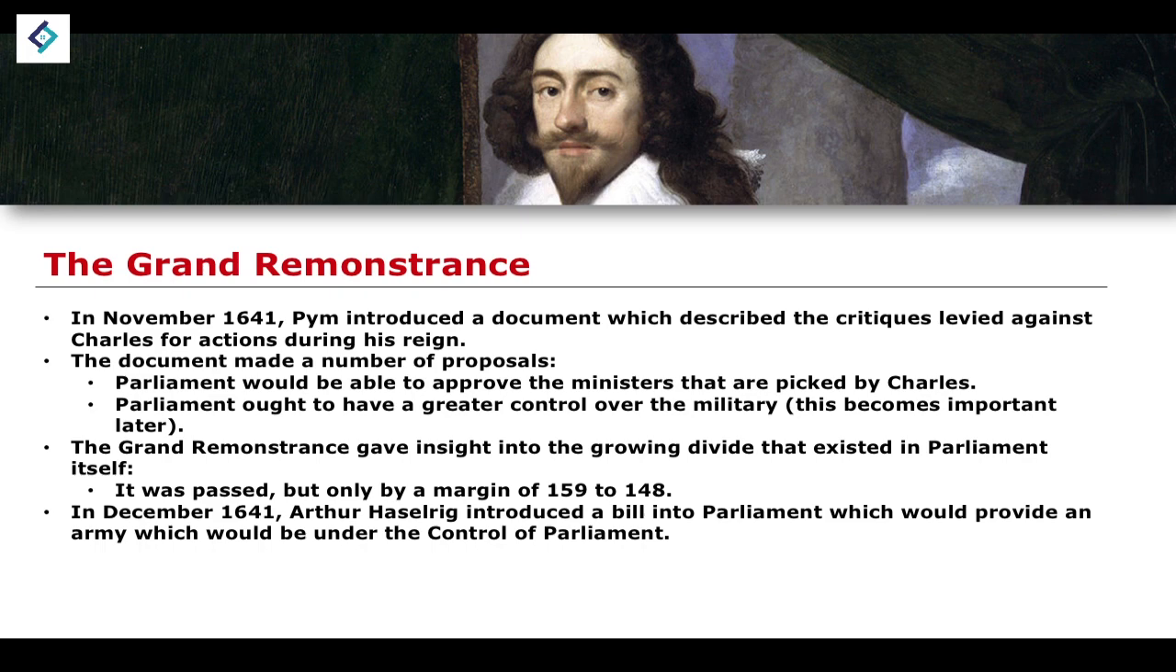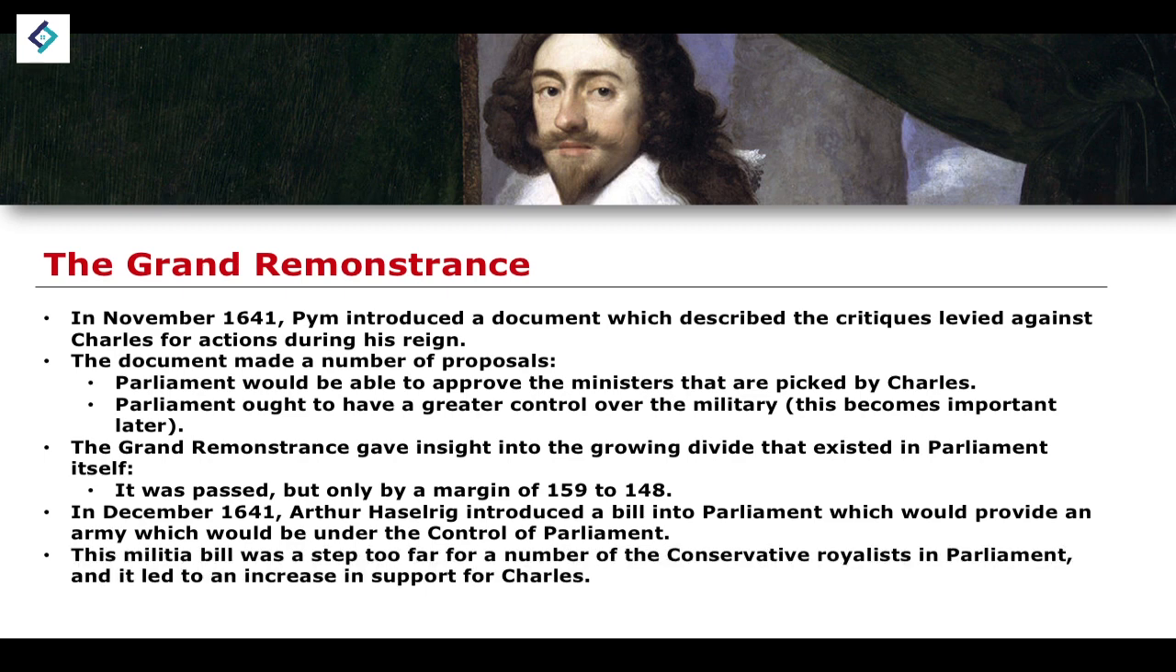Now, essentially what this is doing is trying to implement one of the proposals that is made by the Grand Remonstrance. So the Grand Remonstrance, if we remember, is a relatively controversial document in and of itself. It only passes by a margin of 159 to 148. And now you've got Arthur Haselrig trying to pass something that would implement some of the recommendations of the Grand Remonstrance, be able to try and raise an army, provide military force that would be under the express control of Parliament. The Militia Bill was seen as a step too far for a number of these conservative royalists in Parliament, who then swung and returned back to their support for Charles.